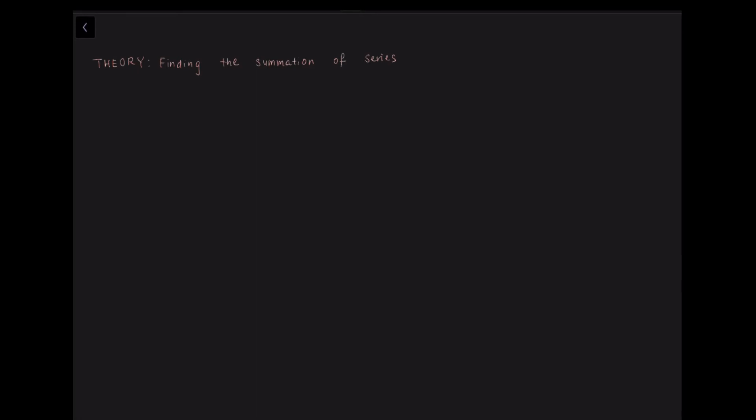Next, we want to look at the theory of finding the summation of series. In using complex numbers to facilitate finding the sums of certain series, the following results are found to be extremely useful. So we use z equals cos θ plus i sin θ, which is also equivalent to e to the power of iθ. That's Euler's theory. Then 1 plus z equals 1 plus cos θ plus i sin θ.